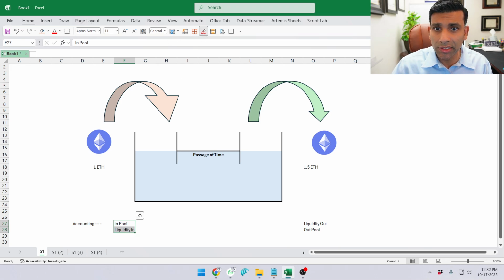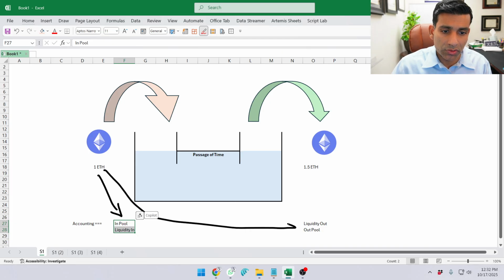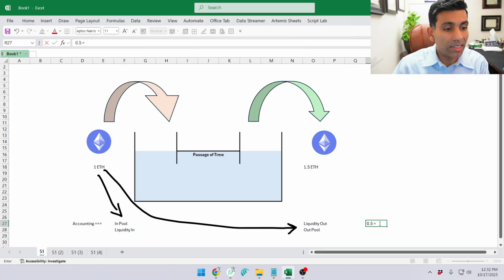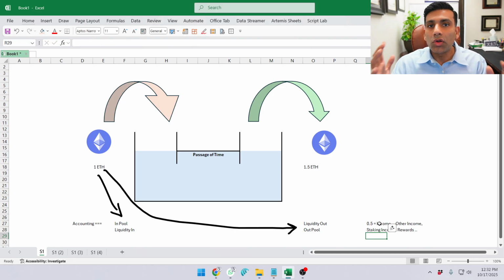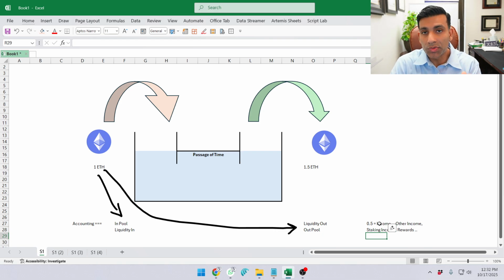And I want to make this clear. This is one Ethereum, right? And the same one Ethereum is coming right back out. The 0.5 then, I'm going to put the 0.5 here, it's going to be income. Whether you call it other income, staking income, or rewards, they're all treated the same way in the eyes of the IRS. They're all considered as earned income the minute you received it.